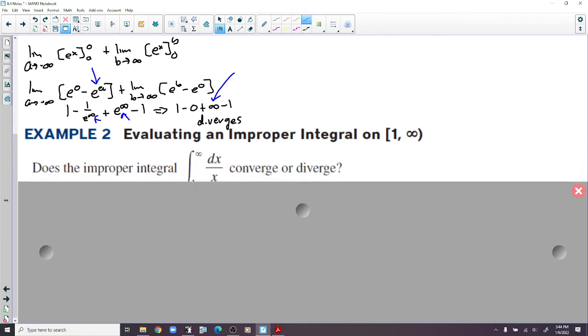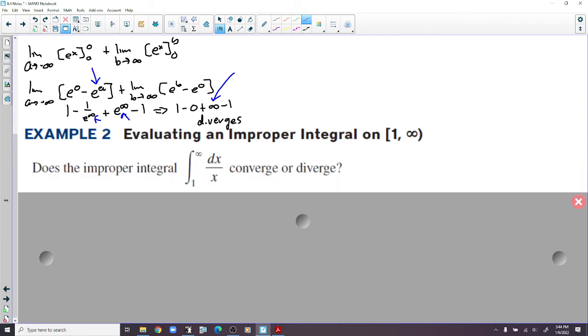What do we have here? Evaluating an improper integral on 1 to infinity. So how about 1 over x?